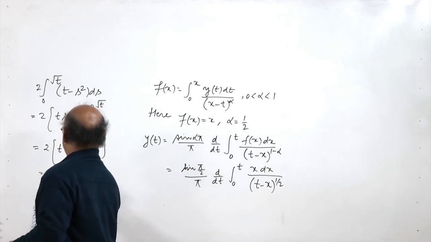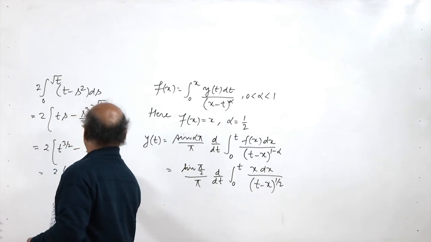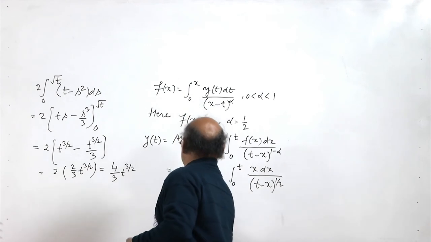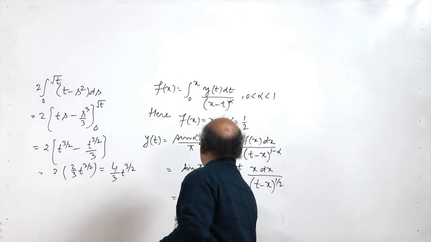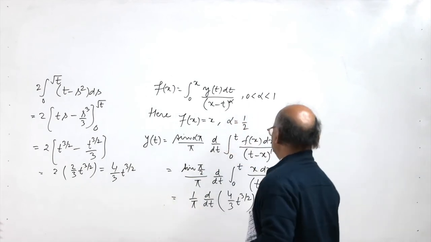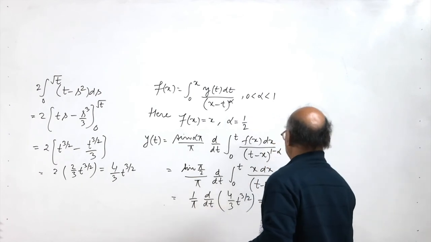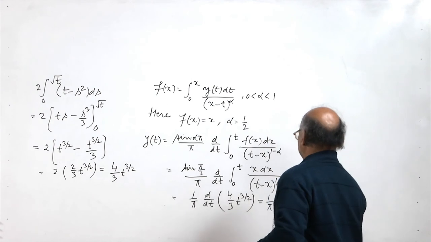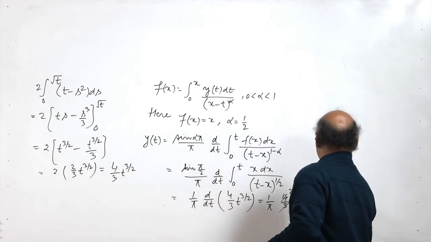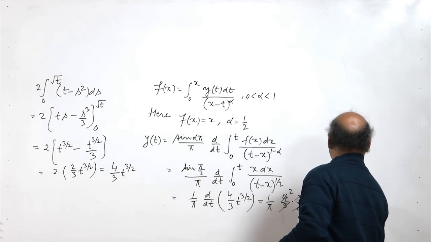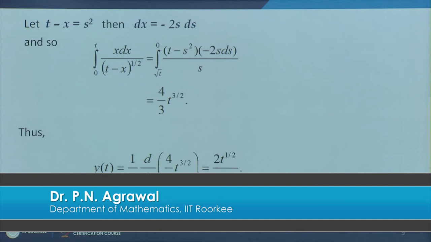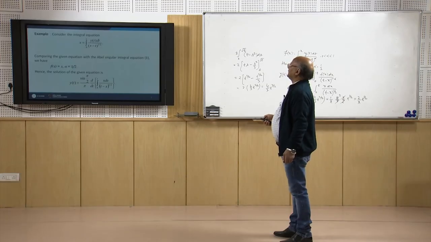So this is 2 into 2 by 3 t to the power 3 by 2. What we get is 4 by 3 t to the power 3 by 2, and thus y t becomes sin pi by 2 is 1, so 1 over pi d over dt of 4 by 3 t to the power 3 by 2. So this is 1 over pi 4 by 3 into 3 by 2 into t to the power half, and this gives you 2 over pi root t. So y t equal to 2 times t to the power half divided by pi is the solution of this Abel type integral equation.